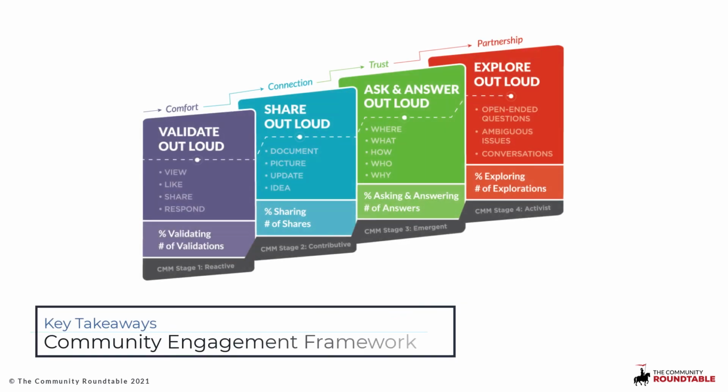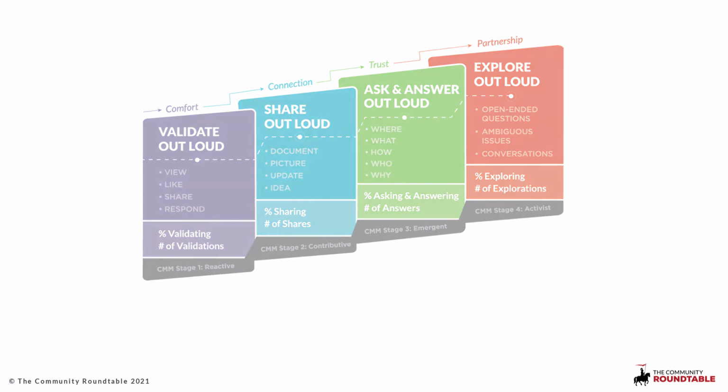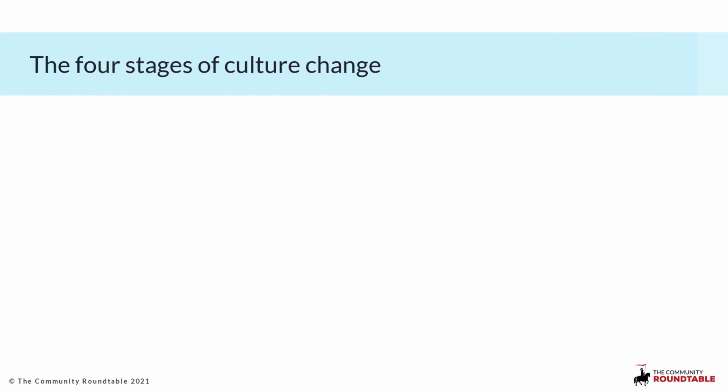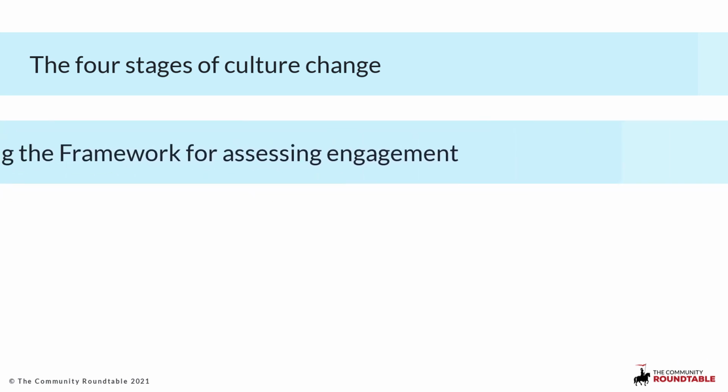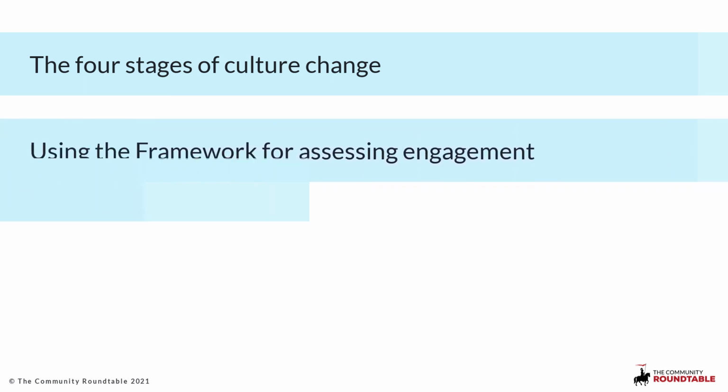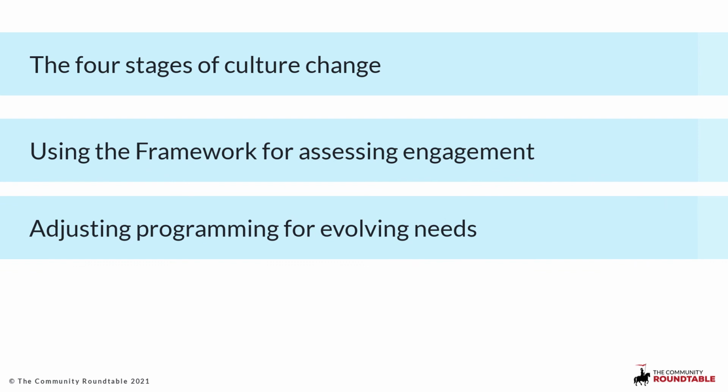Let's review the key takeaways from today. We looked at the elements of the community engagement framework, the 4 stages of culture change, and how cultures move from transactional relationships to collaborative relationships. We also explored how to use the framework for engagement assessment and benchmarking, and how to adjust your programming to serve the evolving needs of your community.